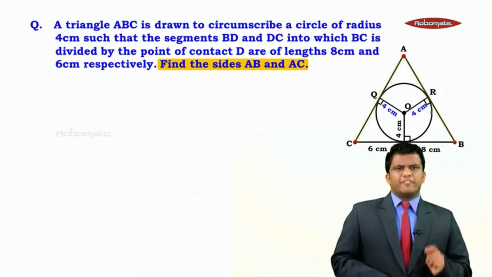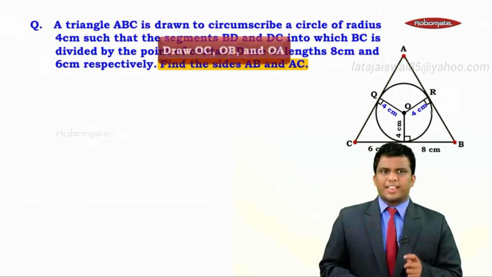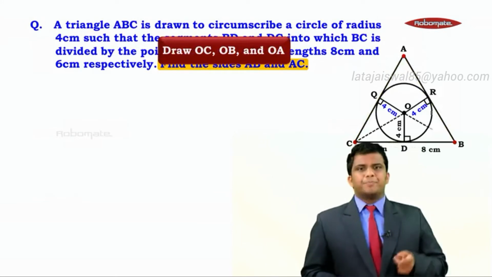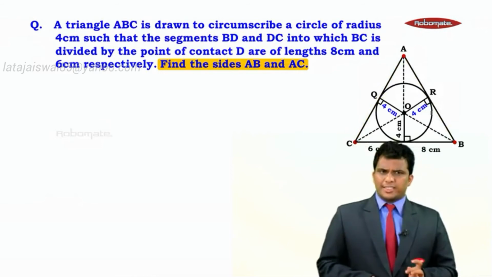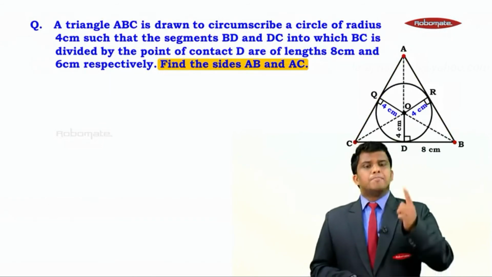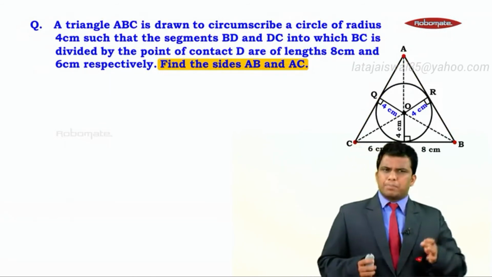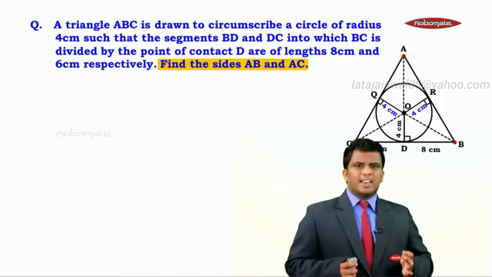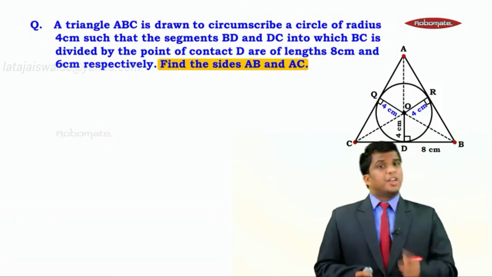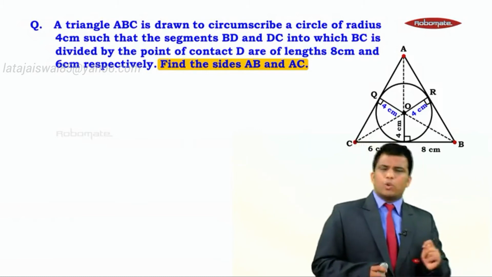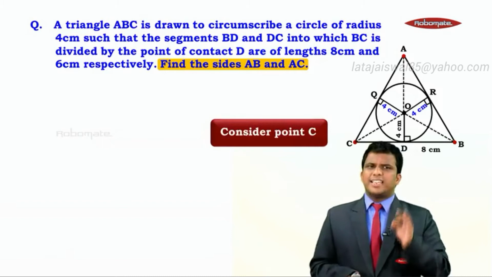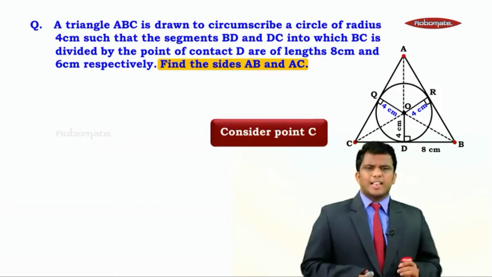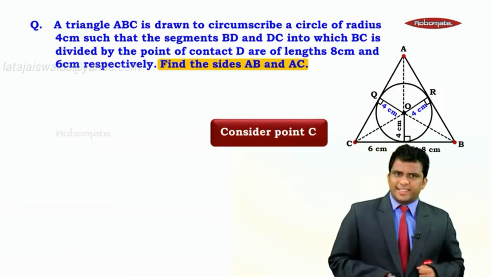Now to start with, we'll go for a construction of drawing three segments, OC, OB and OA. What was the purpose behind drawing these segments? Because the radius and the side are perpendicular, it gives us a relation of base and height for triangles. So we drew OA, OC and OB to get three different triangles. Now, let's go for the 3 points C, A and B.